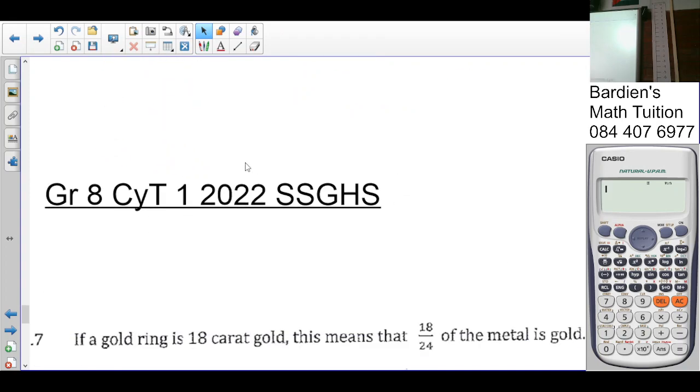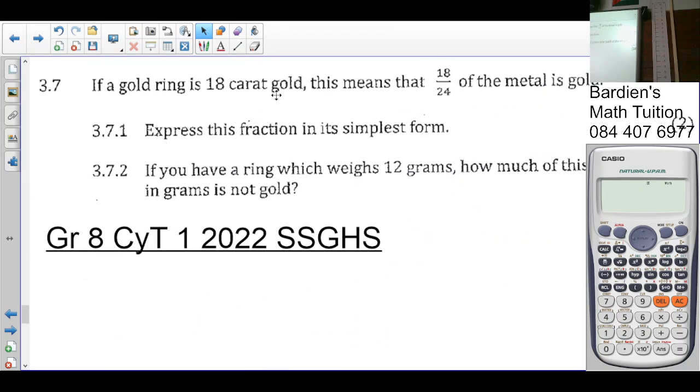Alright, I think we're getting towards the end of it now. To 3.7.